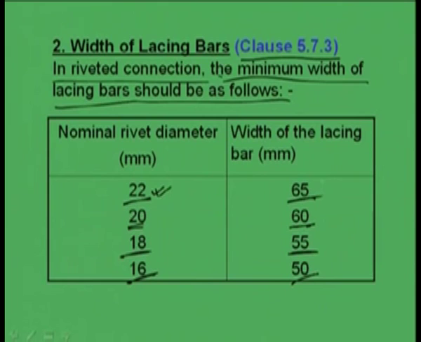So, these are the codal provisions which have to be maintained while designing the lacing. That means the minimum width has to be found from the nominal rivet diameter. We first have to see what type of rivet we are going to use, then find out what is the minimum width we have to provide for the lacing. We can provide more than that if required, but we cannot give less than that as the codal provision has been given.